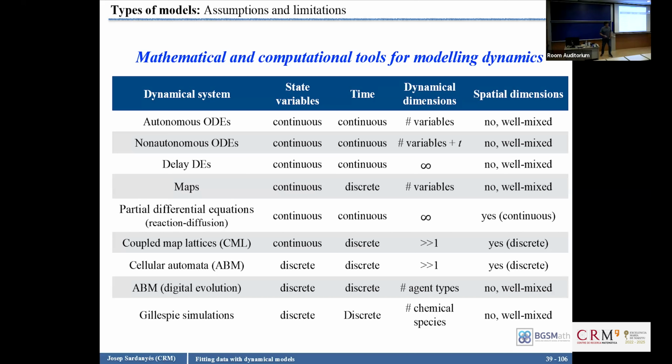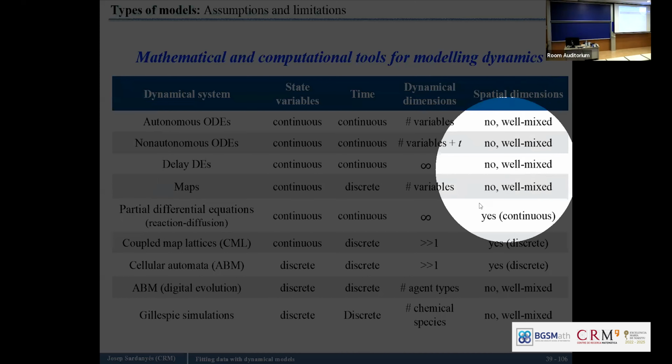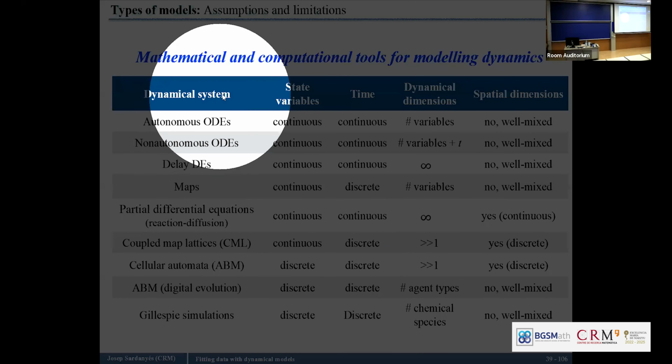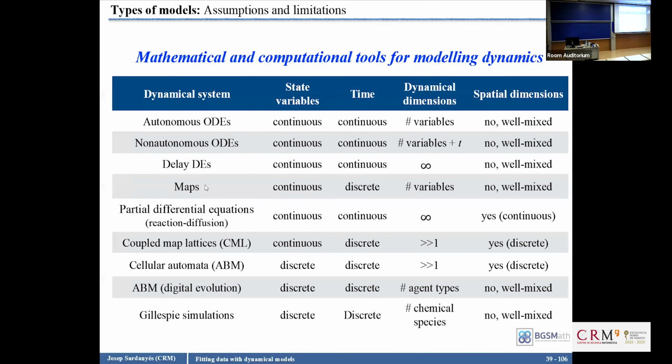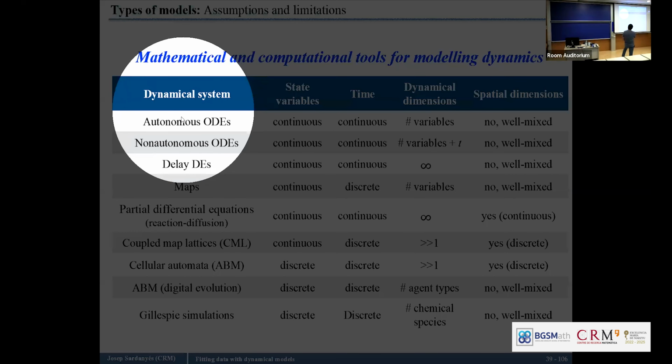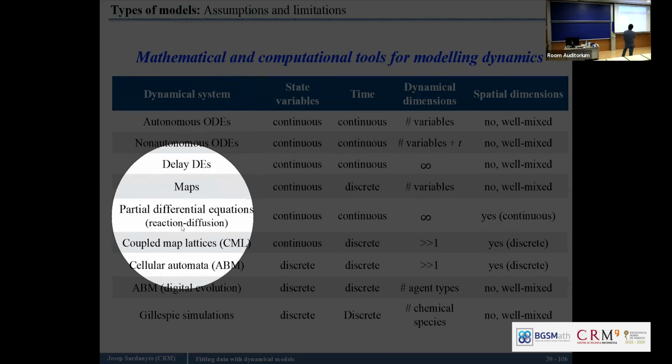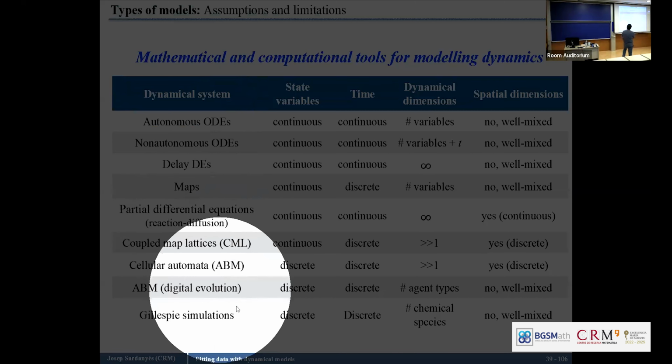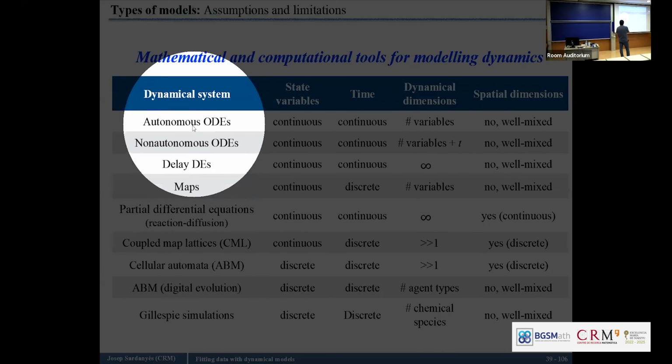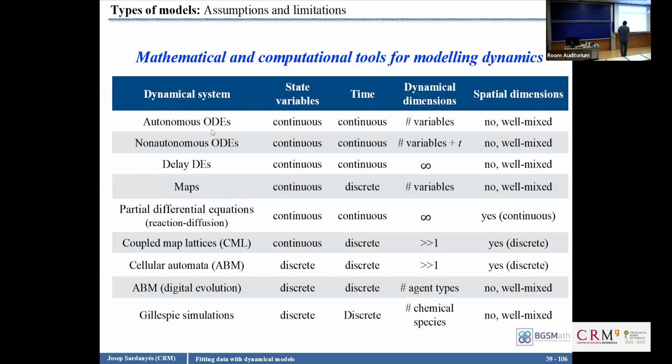Today, fortunately for the people that are connected online, we have this pointer that I think you can see on the screen. So today it will be easier. So this is the summary of the different dynamical systems that we can use. And as we were discussing, it will depend on the system that we want to analyze.